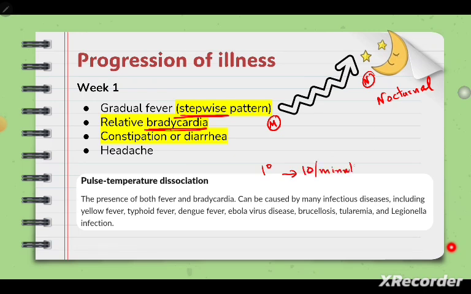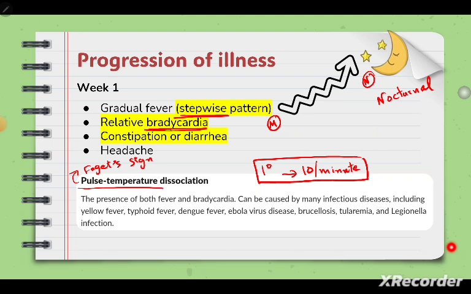This is the physiologic response which occurs in any normal person, but this response is blunted in patients with typhoid fever. This is referred to as relative bradycardia, or sometimes pulse temperature dissociation, or sometimes also a sign called Faget's sign, and this can be asked in your exam. So let's read what's meant by Faget's sign or pulse temperature dissociation.